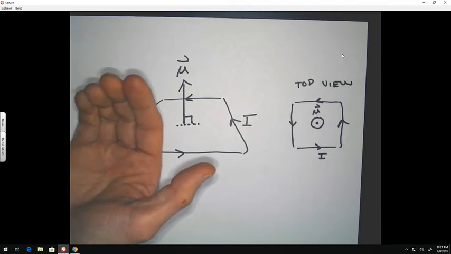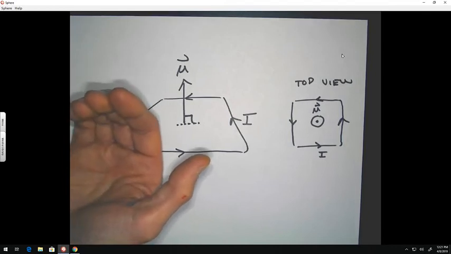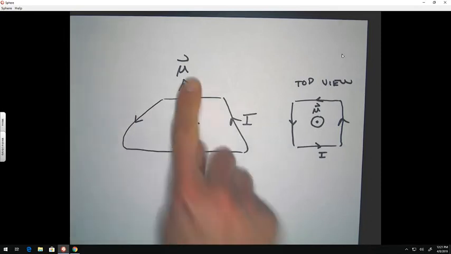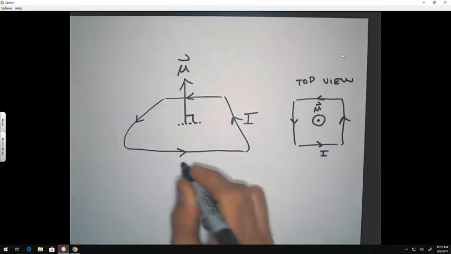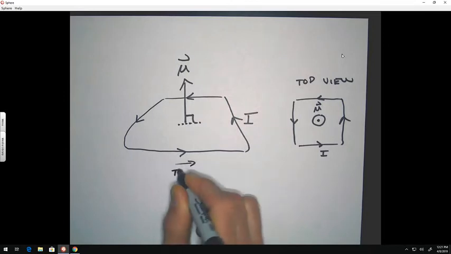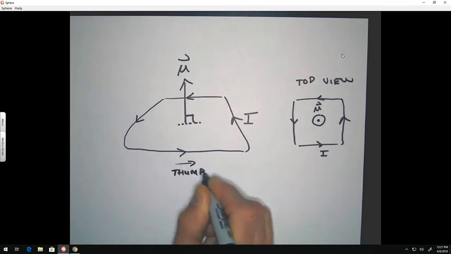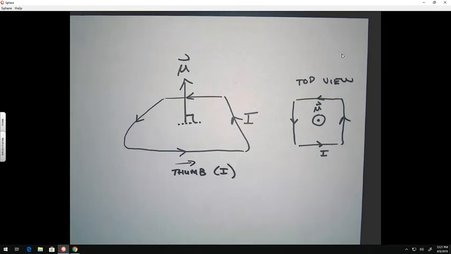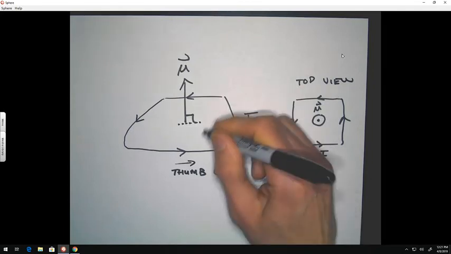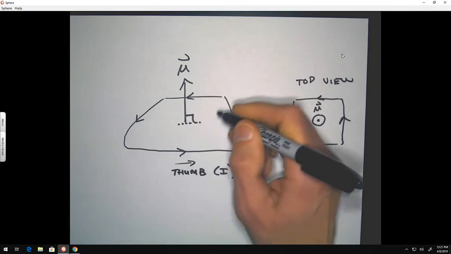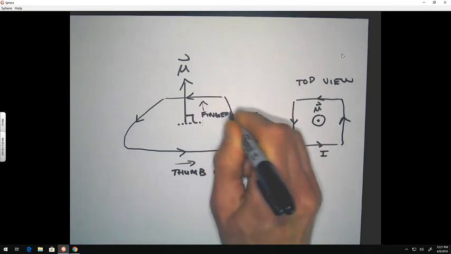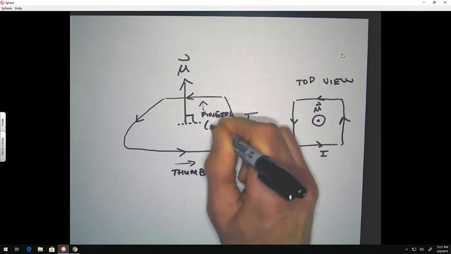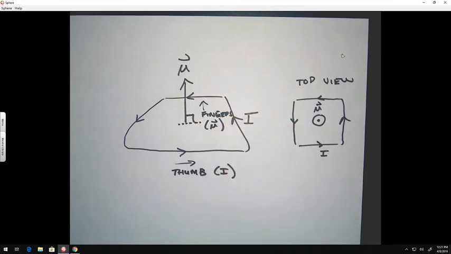And this is, of course, on my right hand. So the magnetic dipole moment vector has to be pointing straight up in this case. Okay? So think about, I'll put a note here. Your thumb goes in the direction of I, and then your fingers become the dipole moment vector direction.